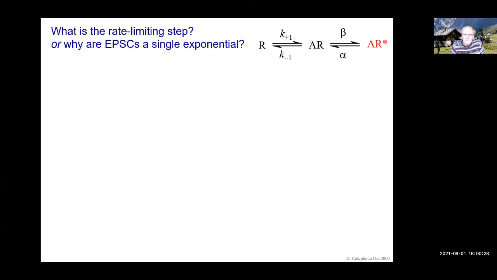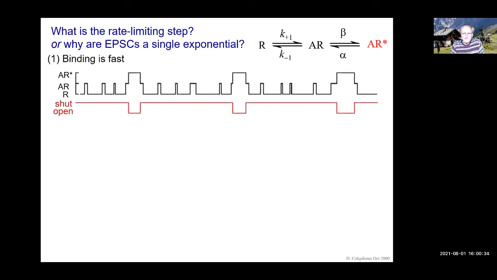This was a puzzle right from the start in the 70s and 80s, and it was always supposed that one of these steps must be rate limiting, either the binding or the opening must be rate limiting, the other reaction being much faster, so it doesn't appear in the kinetics, or it's too fast to appear. It was a common assumption, one made originally by Anderson and Stevens, that the binding reaction is fast, and that the opening and shutting reaction is rate limiting.